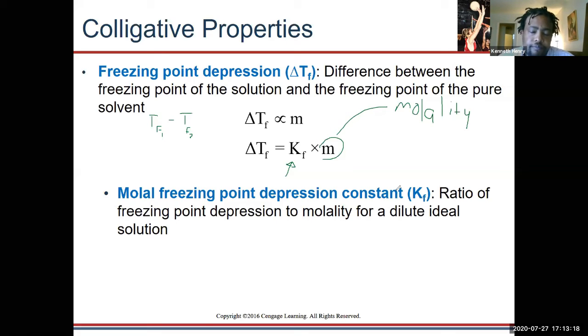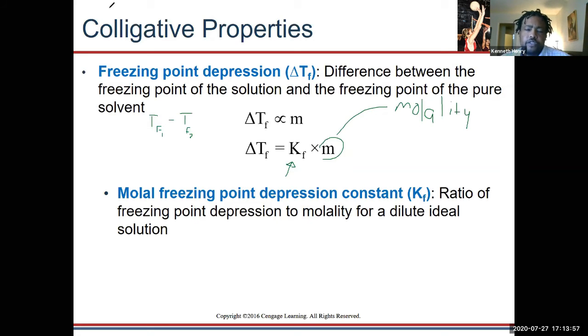So every solvent has a KF that's associated with it. If we have pure alcohol, we're going to have a KF associated with it. Let's say we're diluting our alcohol in water, so then we would take the moles of the water over the kilograms of the alcohol, and that's going to be our molality, right? And so we would be able to do a calculation based upon that, okay?